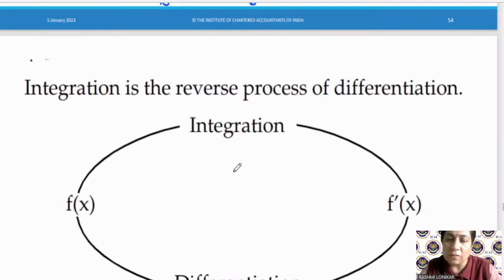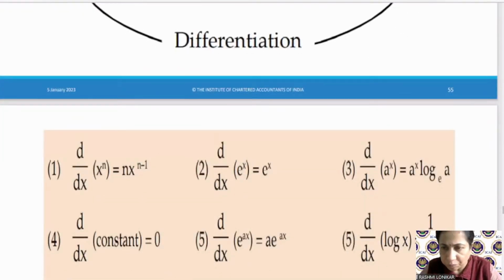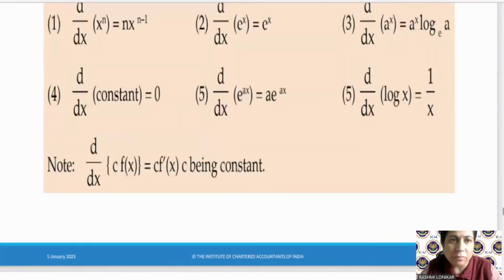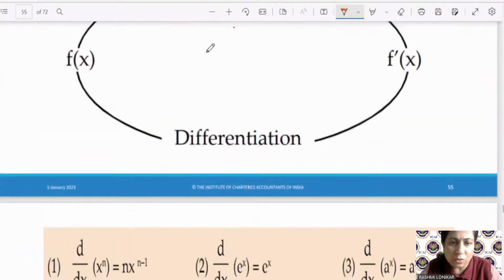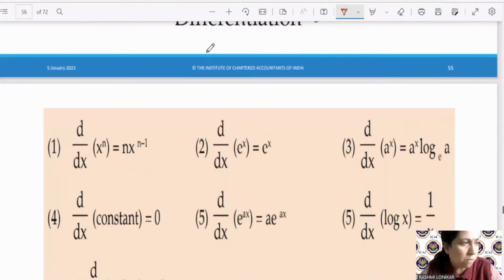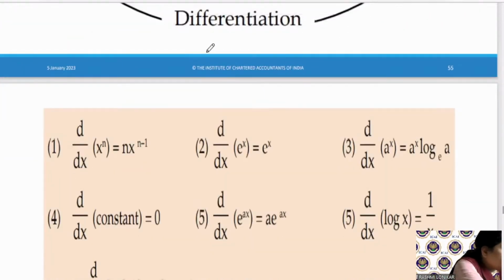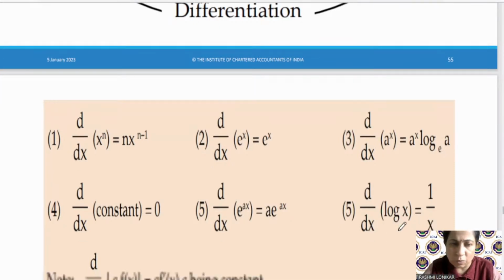So integration is the reverse of differentiation. So what are the formulas? d by dx of x raised to n is equal to n x raised to n minus 1. Then d by dx of e raised to x is e raised to x, d by dx of a raised to x is a raised to x log a, d by dx of a constant is equal to 0, d by dx of e raised to ax is a e raised to ax. And d by dx of log x is 1 upon x.